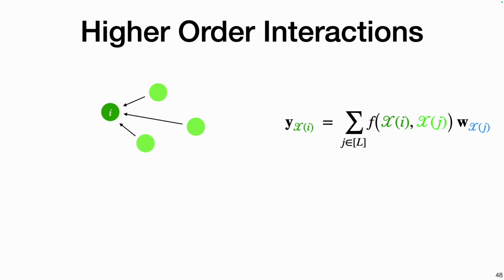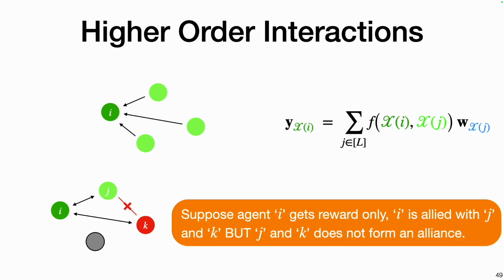This was our mutual interaction function, and we said that it covers several mutual interaction tasks from various domains. However, suppose our task includes interactions like this: agent I gets rewards only if I is allied with J and K, but J and K do not form an alliance. Clearly this is not a mutual interaction, and the mutual interaction function we have cannot capture this. Thus, we are not guaranteed that traditional self-attention can capture this kind of interaction.